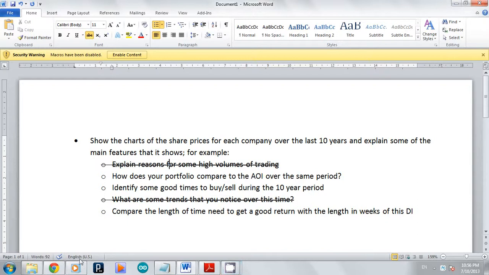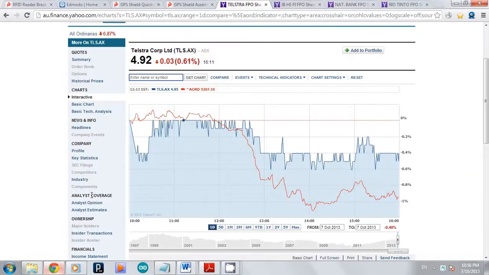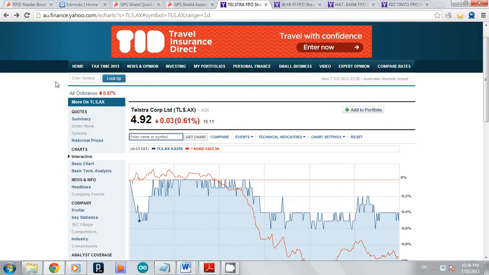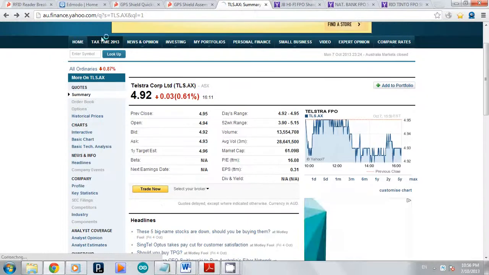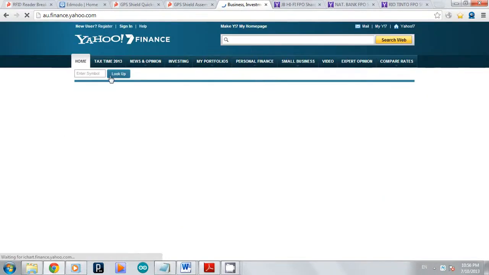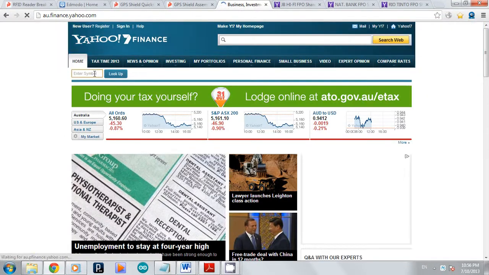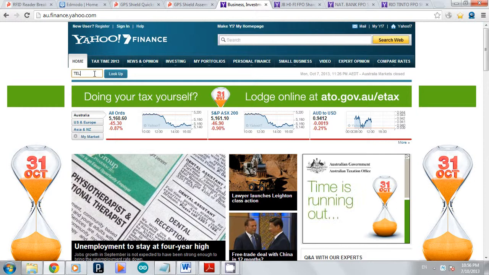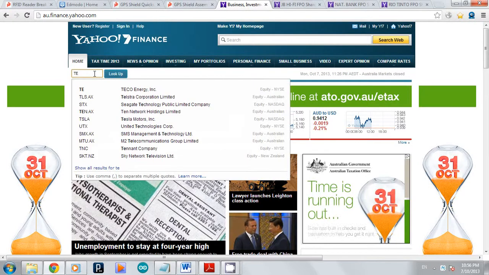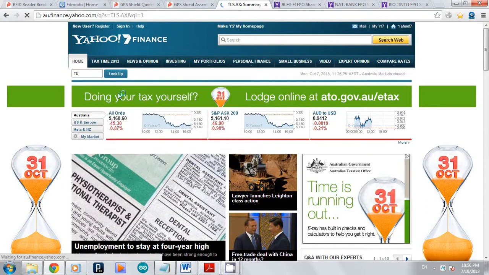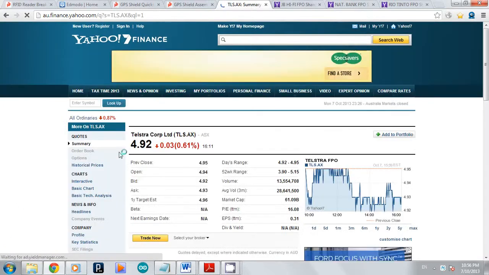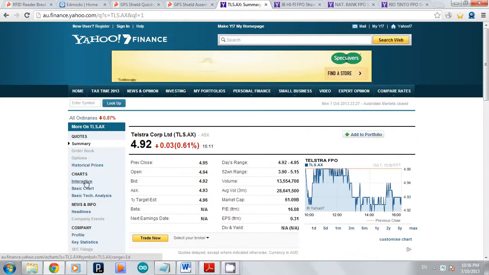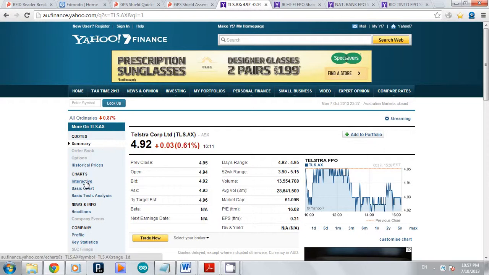Okay, so this is how it's done. Go to the Yahoo Finance website. Just give me a sec here, I'm going back to the main one. Throw in the box at the top here one of the companies that you're looking at. So I'm going to do Telstra as an example. I'm going to go here on the left to where it says charts. I'm going to choose interactive.